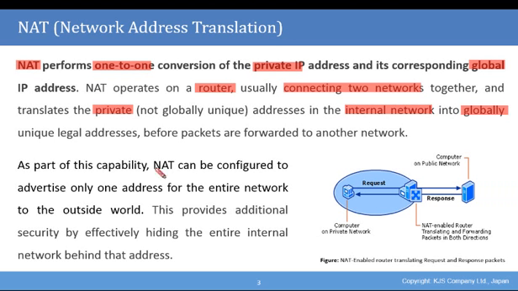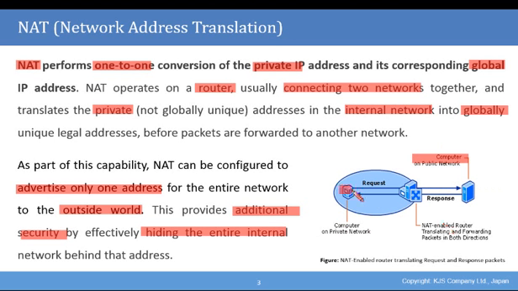As part of this capability, NAT can be configured to advertise only one address for the entire network to the outside world. This provides additional security by effectively hiding the entire internal network behind the address. So here we have a diagram of how this works, and we can see that the external computer, or the public computer here, will be given a global IP address.